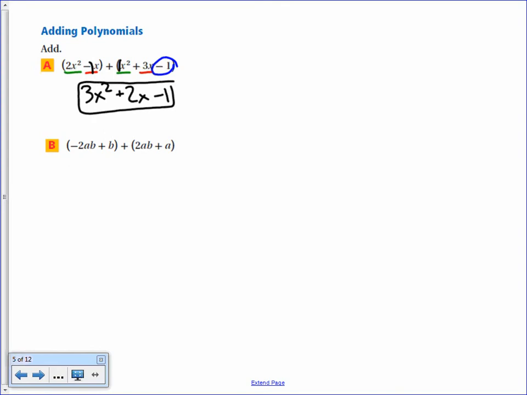And the next one here, I can combine the AB and the AB. The A can't combine with anything, and the B can't combine with anything. So, a -2AB and a positive 2AB, that's going to give you a 0 AB. And we haven't really encountered that yet, but when that happens, those can actually just all the way drop off. So they kind of cancel each other out.